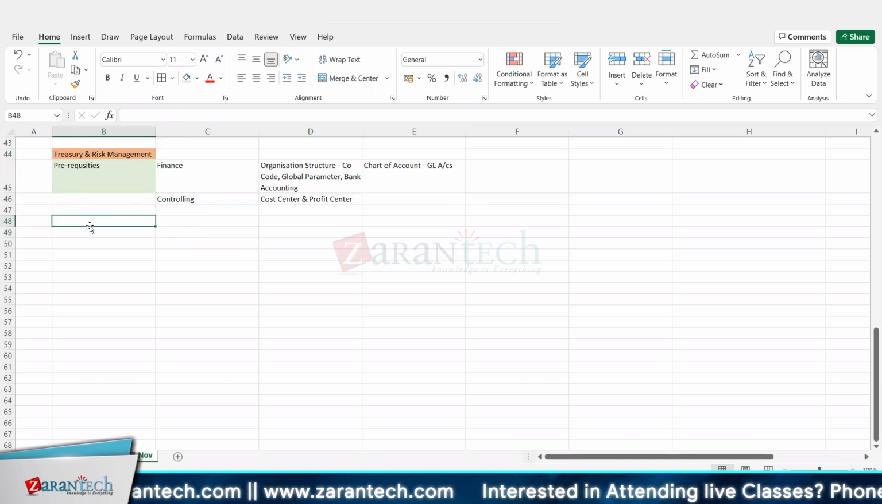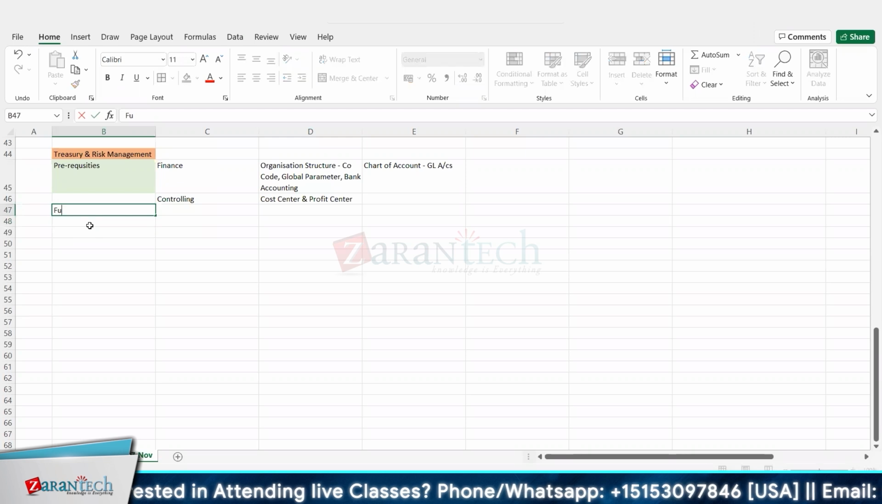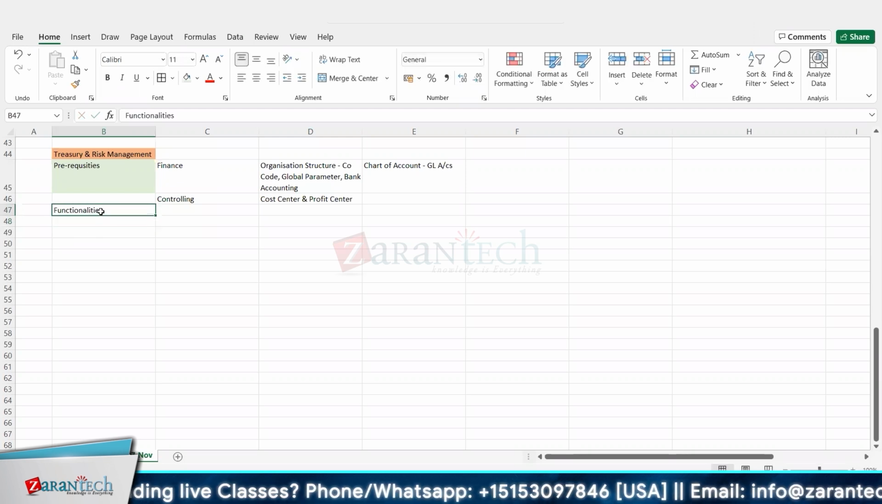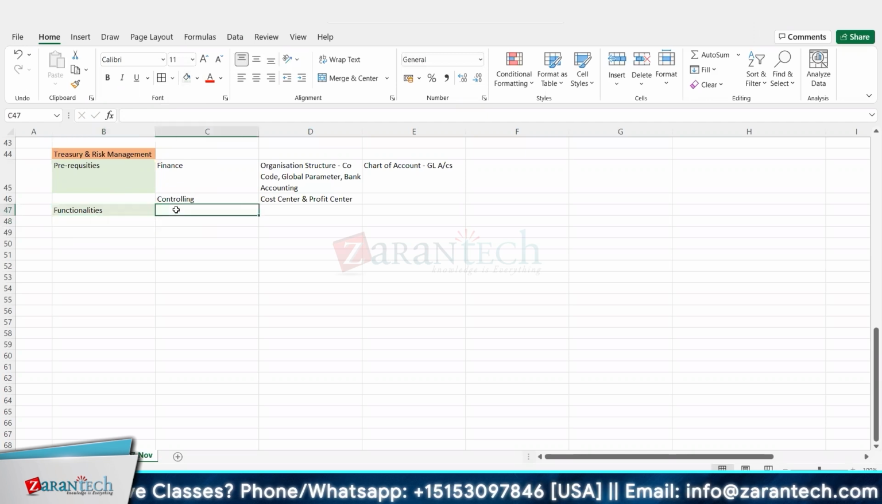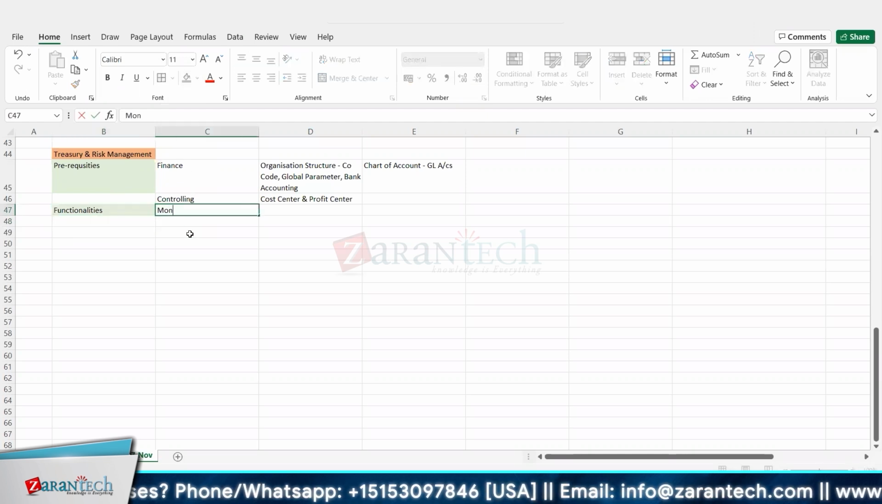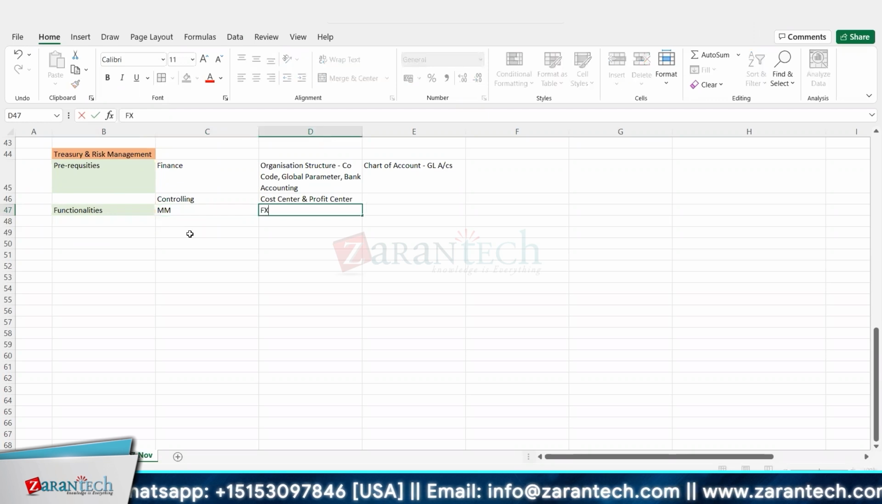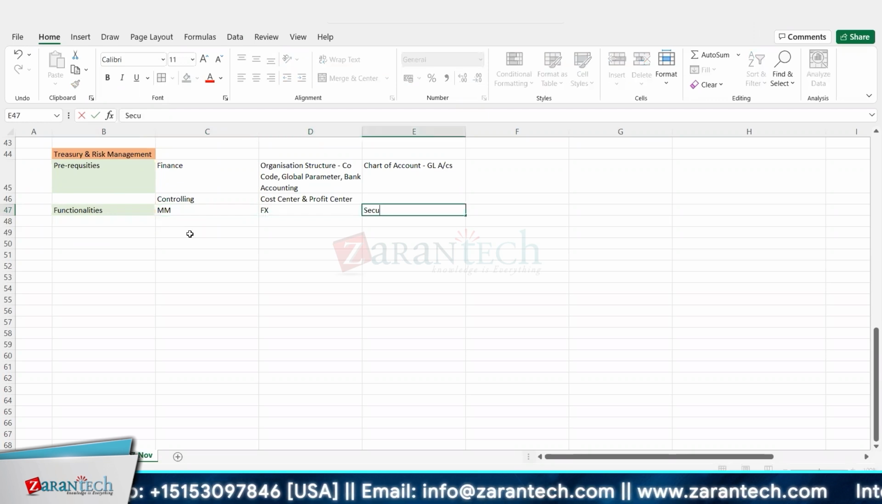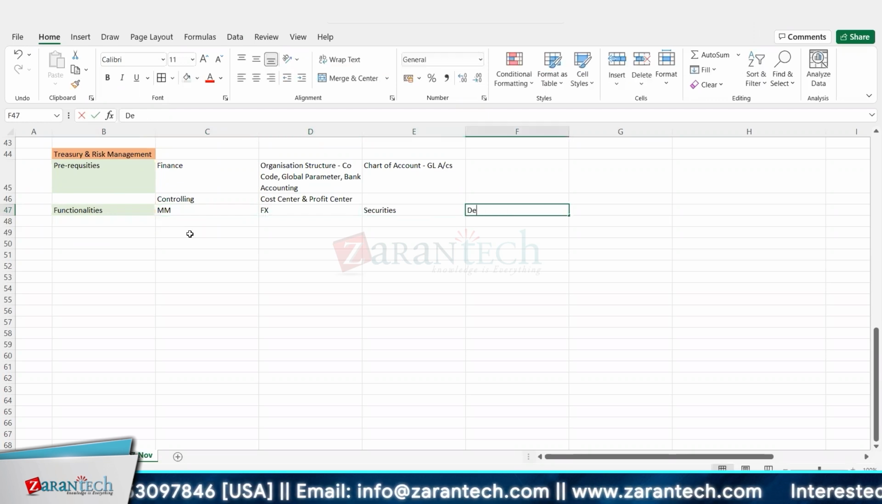Coming to the functionalities, the overall reporting and accounting you can do from the treasury module. On the product types, I have already covered: here you have money market, then you have forex, securities, and derivatives.